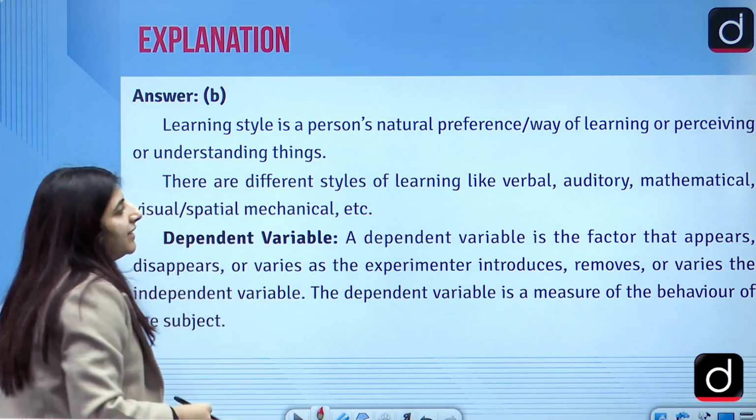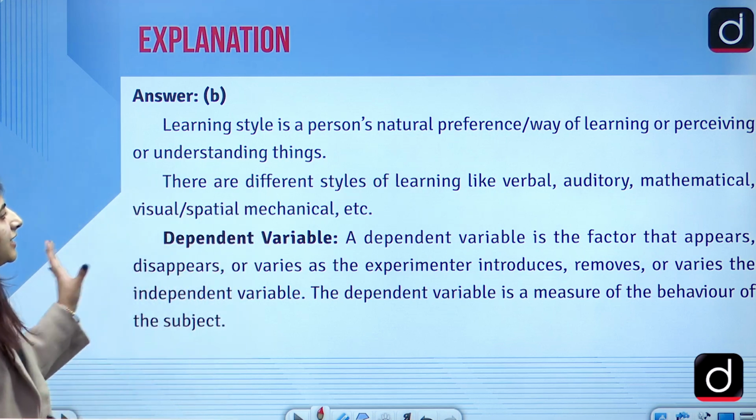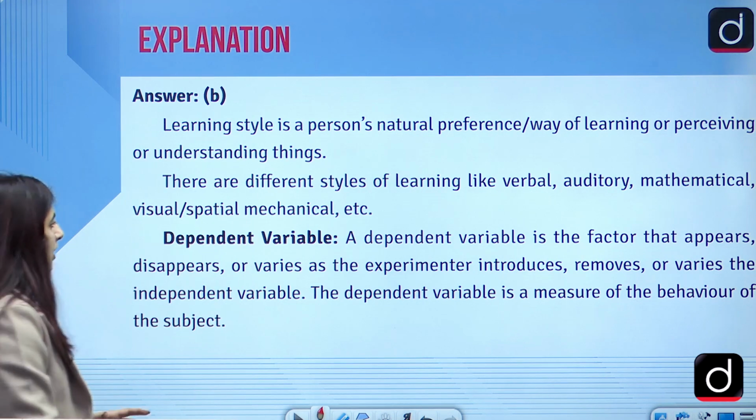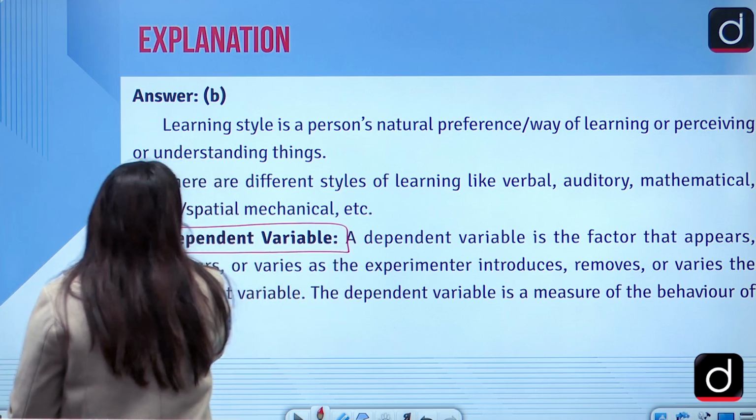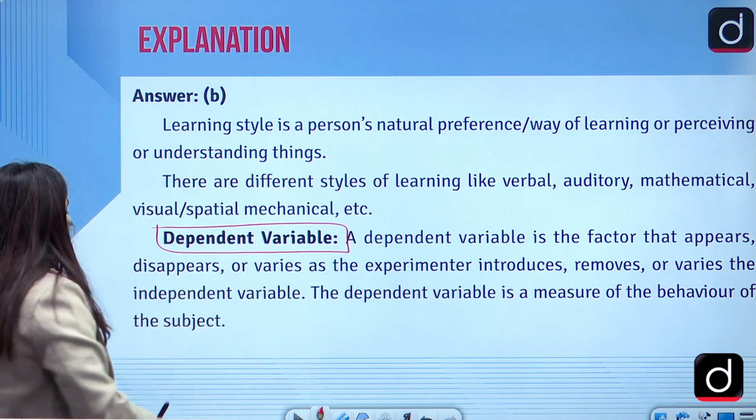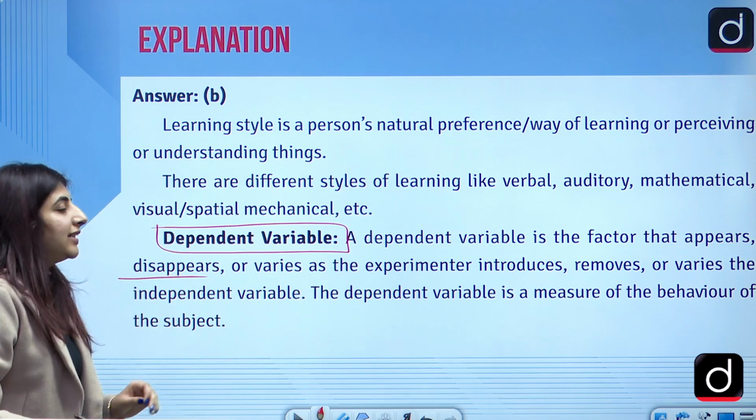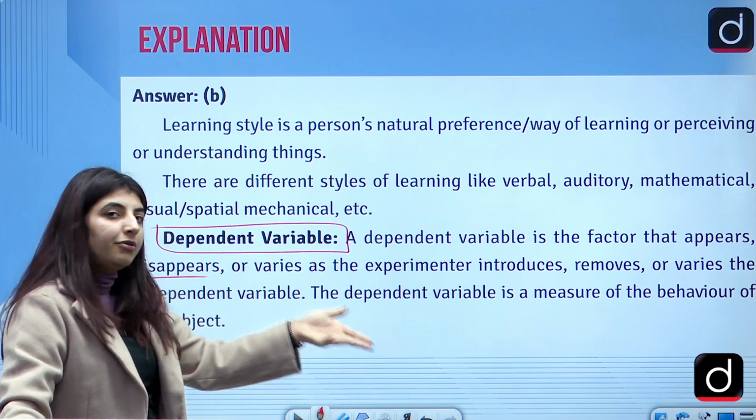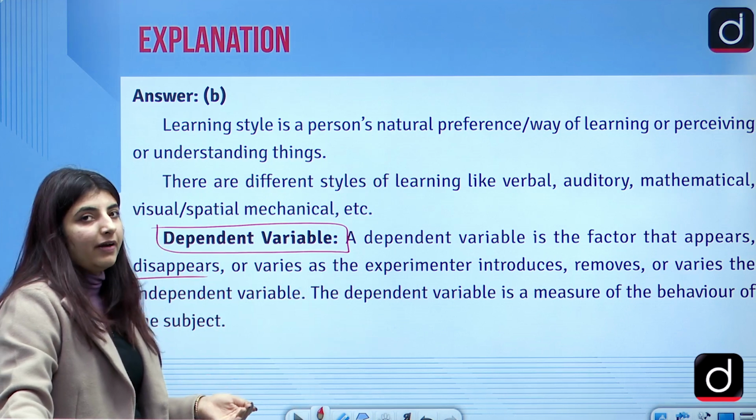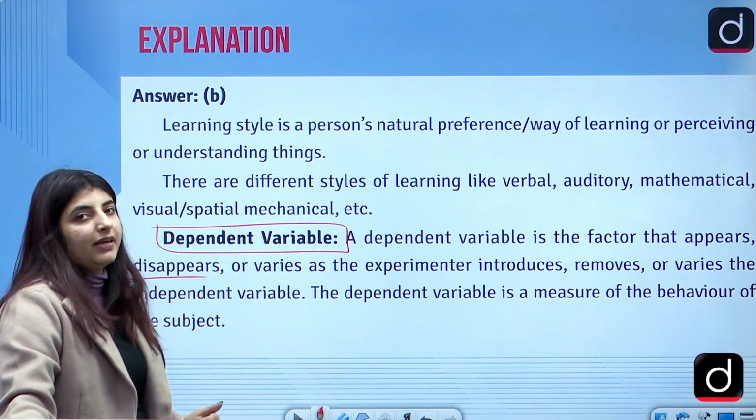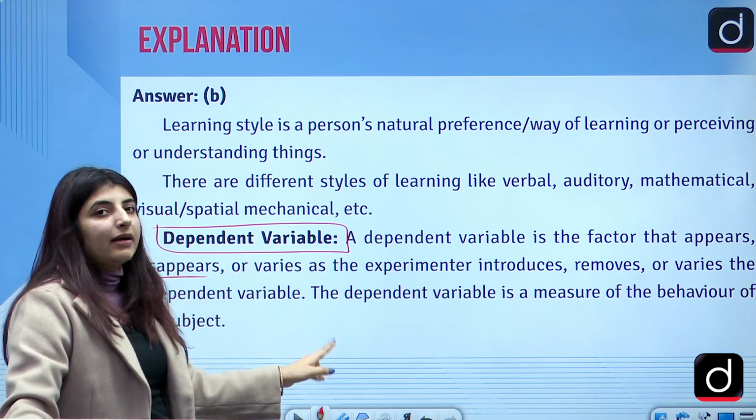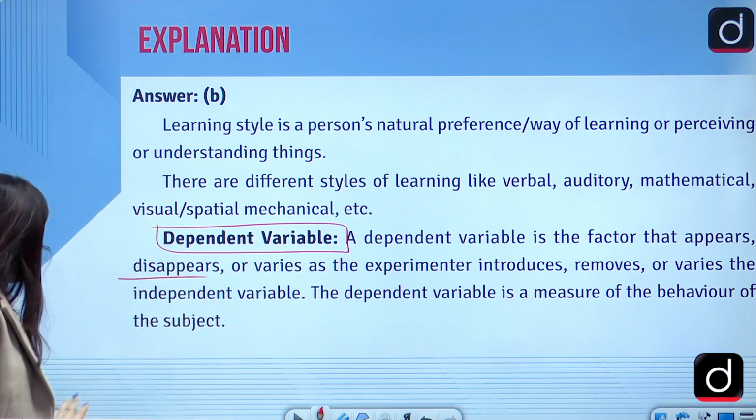Correct? Reading the explanation here. Learning style is a person's natural preference or way of learning. There are different learning styles like verbal, auditory, mathematical, visual, spatial, etc. Now, we were talking about the dependent variable, and it depends on the independent variable that appears, disappears, or varies as the experimenter introduces, removes, or varies the independent variable. So, multiple times if you modify the independent variable, you will see the effect on the dependent variable again. The dependent variable here is the measure of the subject's behavior.